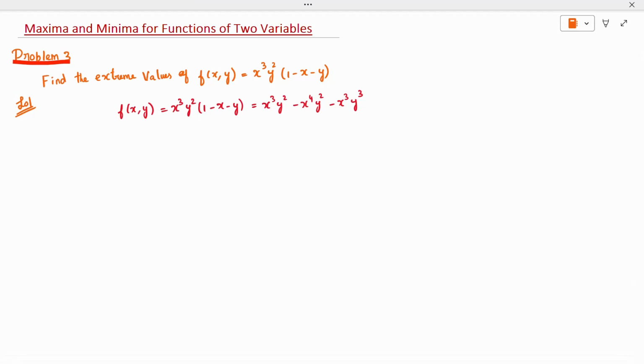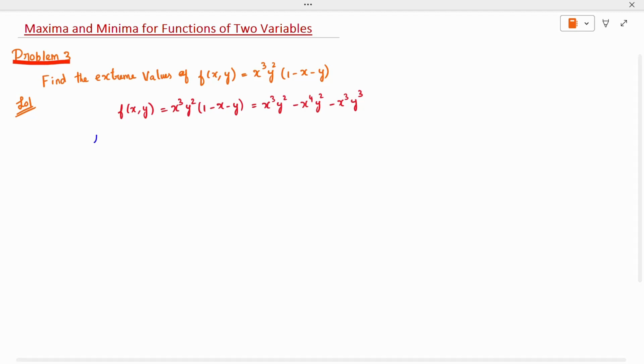Hi to all. Today's topic is maxima and minima for functions of two variables, problem 3. Find the extreme value of the function given in the question, x cubed y squared into (1 minus x minus y). I will multiply each term separately so that it will be easy for my calculation.